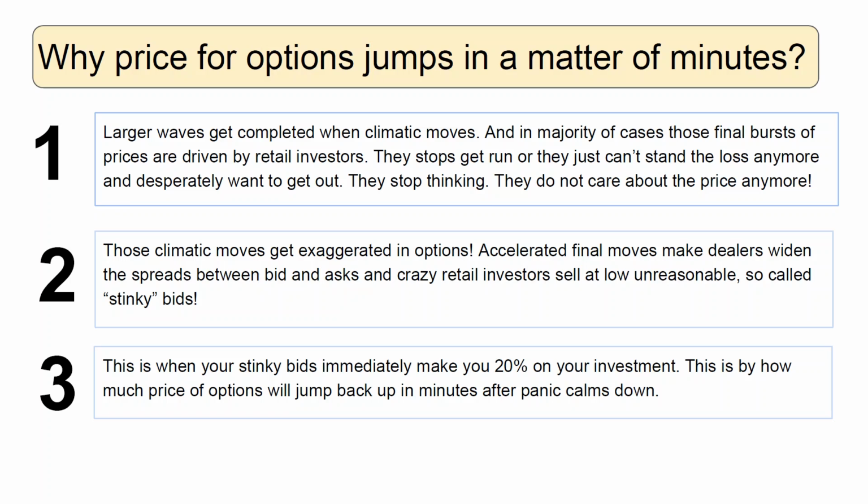sell those puts at any price available at the moment, especially if they were stupid enough to set stops for those volatile options. Their sell orders get executed at the price which is available in the market, and those are your bids. This is when your stinky bids immediately make you 20% on your investment.